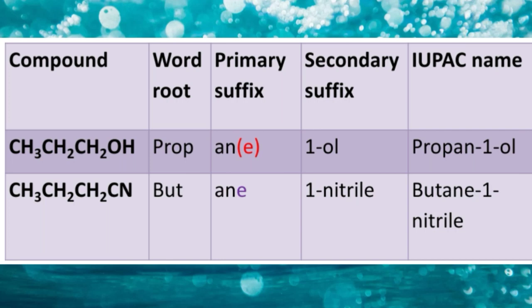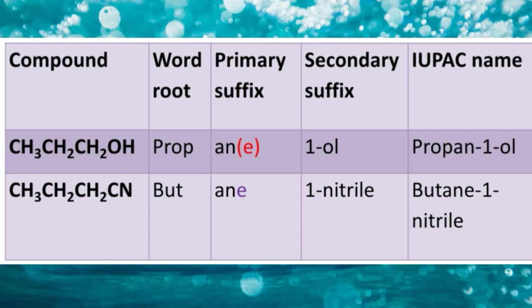Let's take the compound CH3CH2CH2OH. Since it has 3 carbon atoms, we can take the word root as prop. Similarly, since it is an alkane, we take the primary suffix as ane. But our functional group is alcohol, so its secondary suffix is ol. Since it is in the first position, we add 1-ol. And the first letter O is a vowel, so the end E of the primary suffix ane is deleted and we get propan-1-ol.